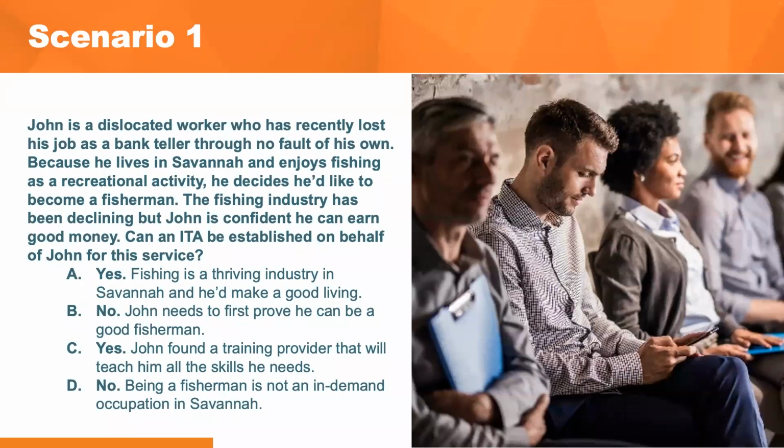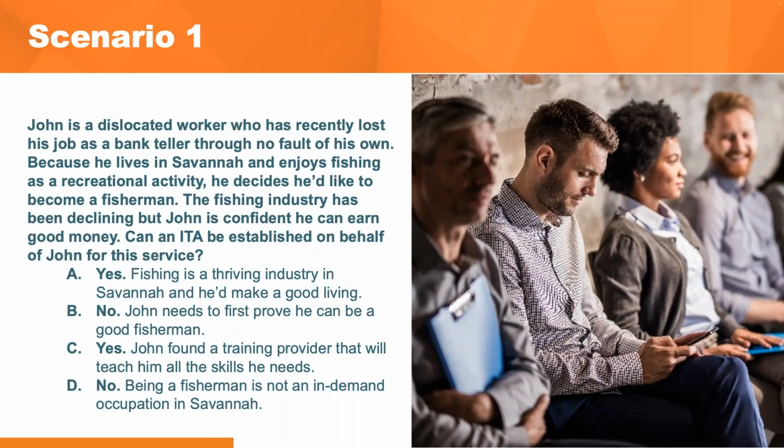We arrived at our first scenario. John is a dislocated worker who has recently lost his job as a bank teller through no fault of his own. Because he lives in Savannah and enjoys fishing as a recreational activity, he decides he'd like to become a fisherman. The fishing industry has been declining, but John is confident he can earn good money. Can an ITA be established on behalf of John to pay for the service? Please answer with A, B, C, or D in the chat.